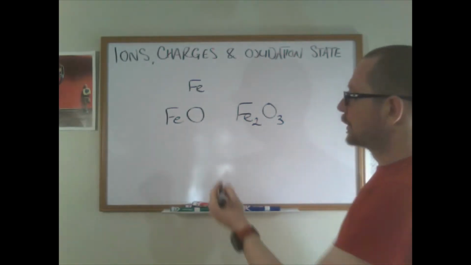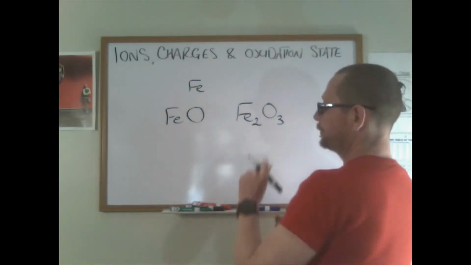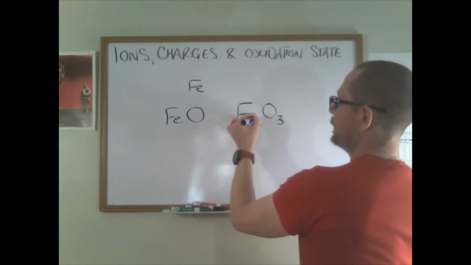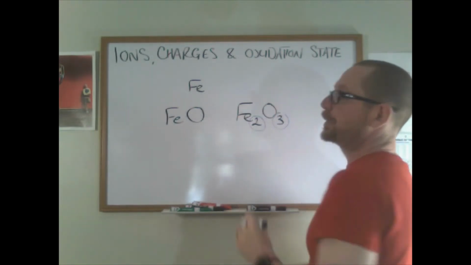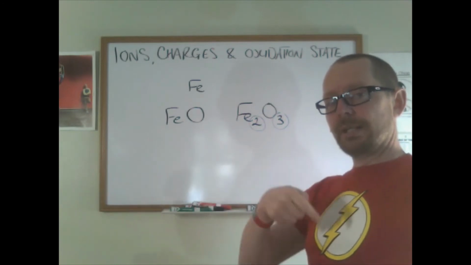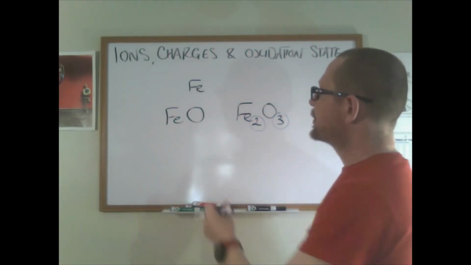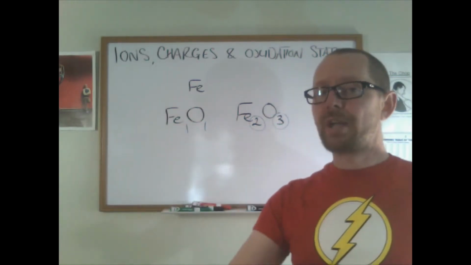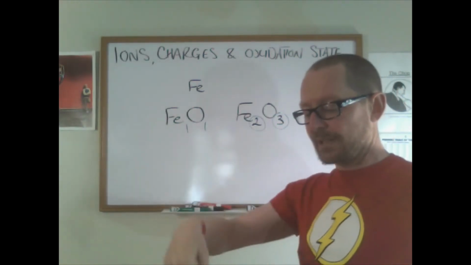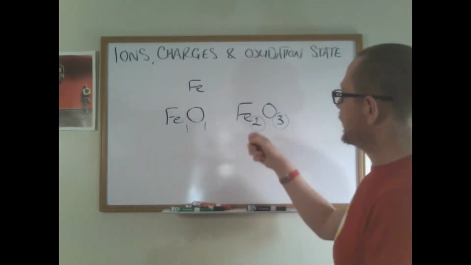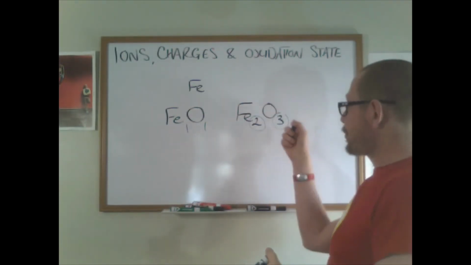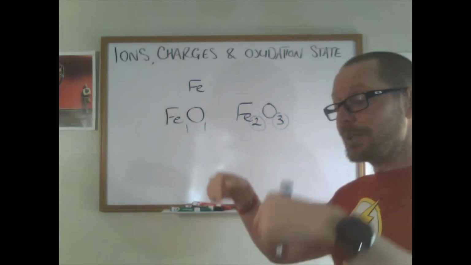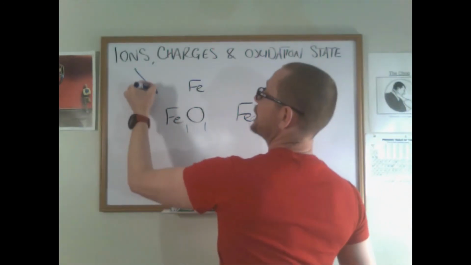Now, the numbers on the bottom represent just the ratio of atoms in that particular compound. So here, because we've got nothing written, there's a 1-to-1. So for every 1 atom of iron, there's 1 atom of oxygen. Here, for every 2 atoms of iron, there's 3 atoms of oxygen. But it's a little more complicated than that, because the only way they stick together is by being ions.